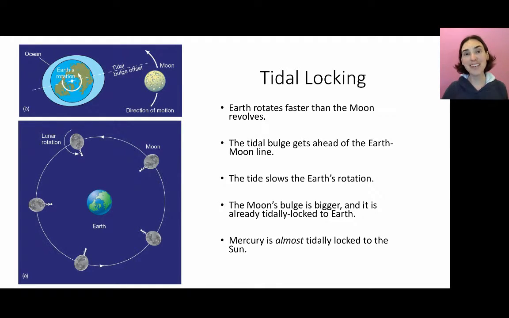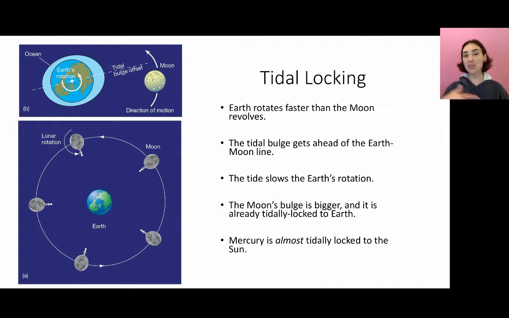The moon is already tidally locked with the Earth because the Earth's mass is so much bigger. So the moon rotates one time every time it goes around the Earth. And because of that, it always presents the same face to the Earth.